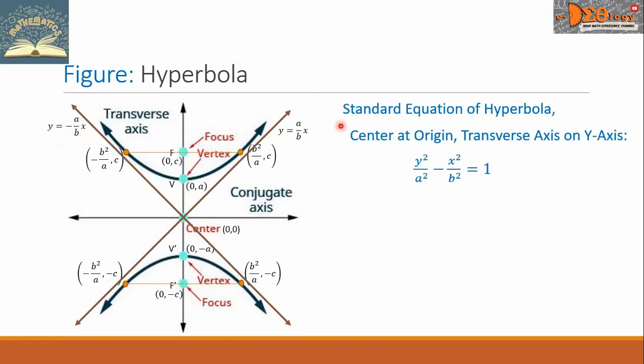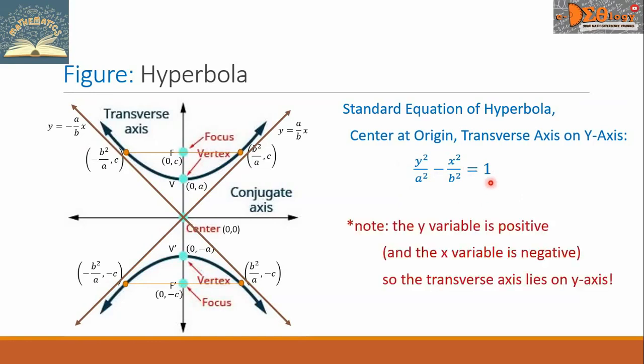This is now the standard equation of the hyperbola, center at origin, transverse axis on the y-axis. This is y squared over a squared minus x squared over b squared equals 1. One thing that we should remember here is that the y variable is positive and the x variable is the one being negative. So the transverse axis lies on the y-axis.